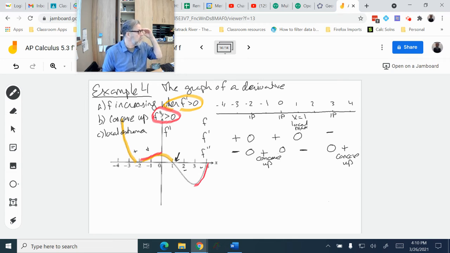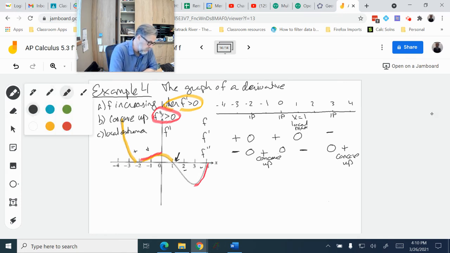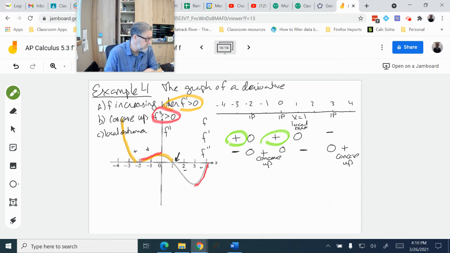All right. So what have we got now? We have three inflection points, a local maximum, and two situations where the graph is concave up, and we know that the graph is increasing here and here. Let's go ahead and see if we can make a sketch of this graph.